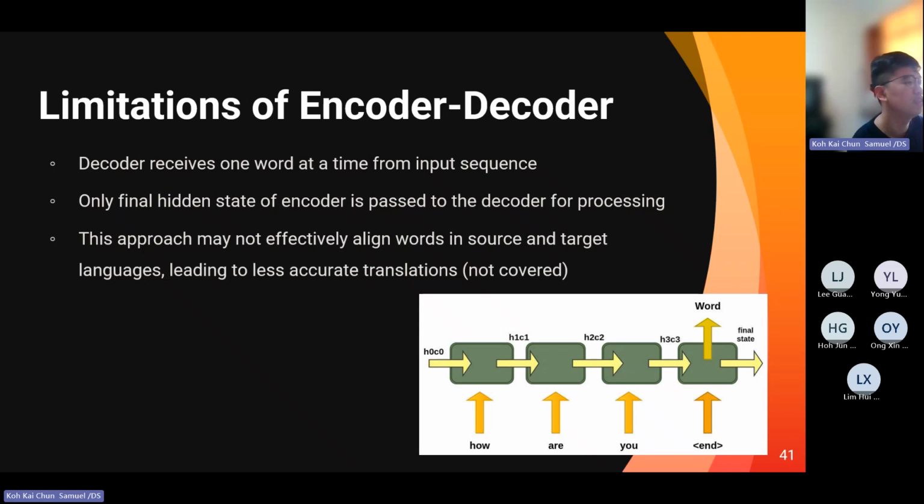And then this approach doesn't effectively align the source and target languages, which leads to less accurate translations. Like I said, it simply doesn't work well, which is why transformers came about. That's why ChatGPT is generative pre-trained transformers. It's not generative pre-trained sequence to sequence. If not, ChatGPT would become ChatGPT Seq2Seq, which is not the case. So transformers was one of the architectures that we will be covering on day three, to mitigate the challenges of Seq2Seq models.